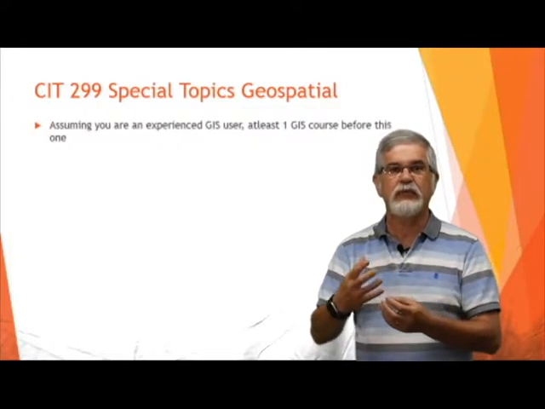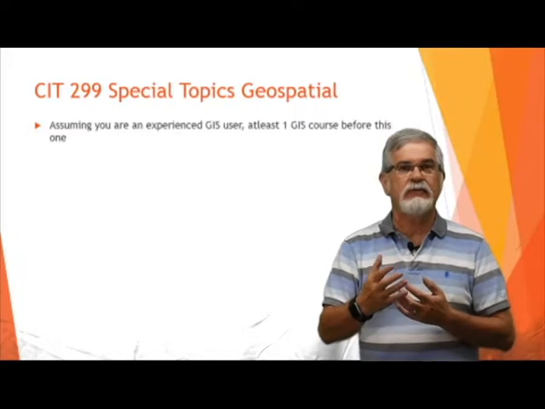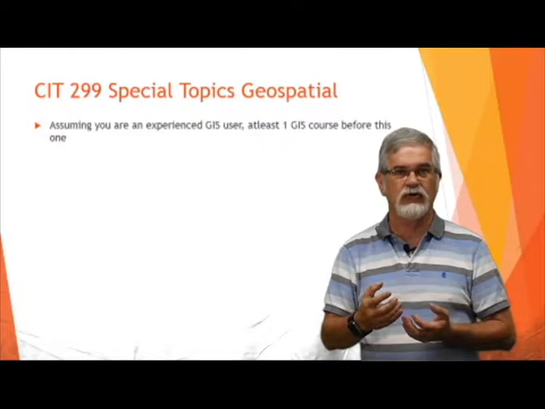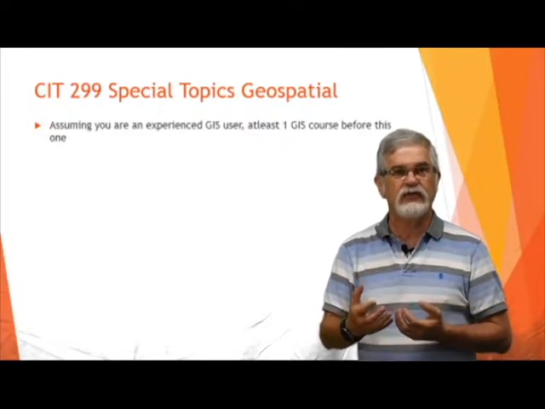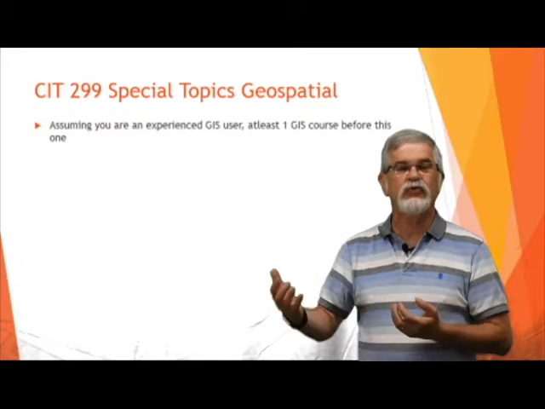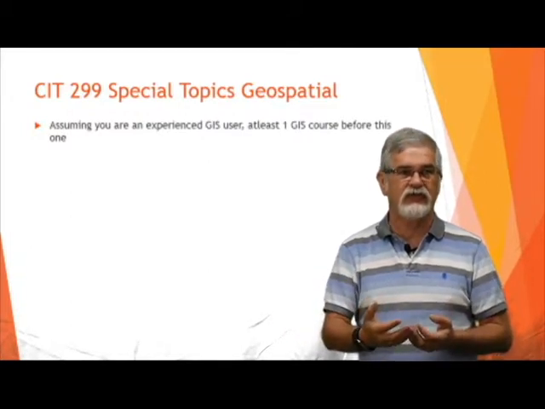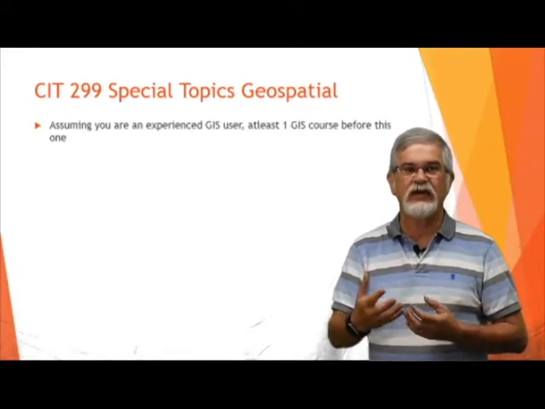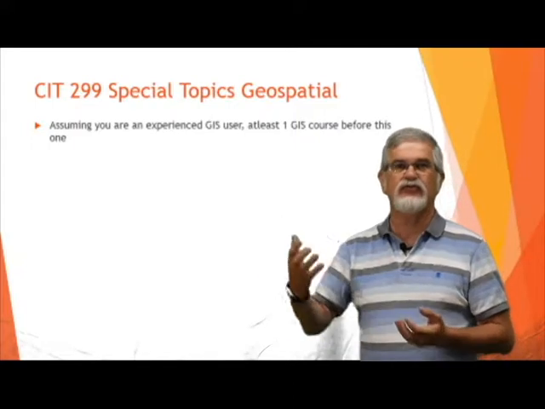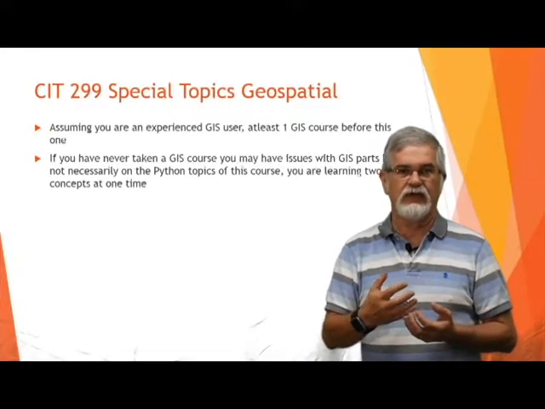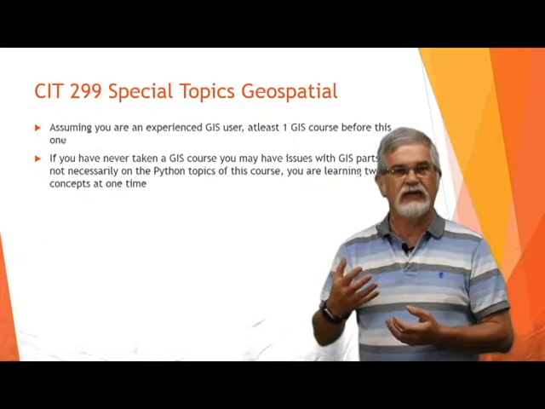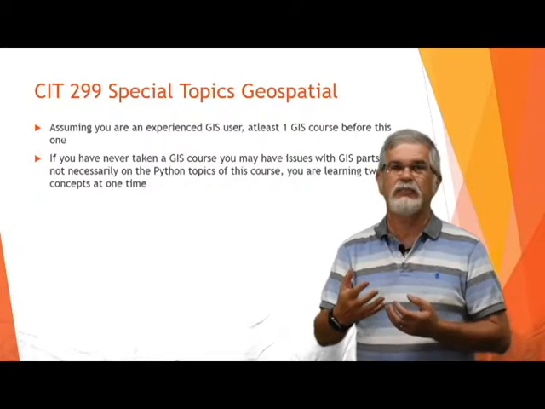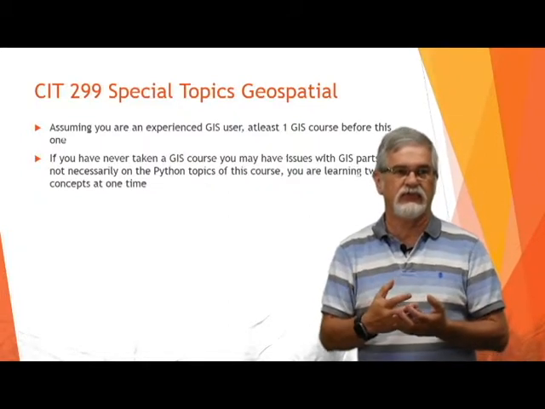So how can you automate some of the processes you do? Maybe you're doing a merging command and you know how many times you have to click your mouse to make it work. You could write that in a few lines of code and then the merging would run automatically, without all those mouse clicks. We're going to assume that you're an experienced GIS user, that you've taken at least one GIS class before this Python for mapping course. If you've never taken a GIS class, you may have problems with the GIS part, not necessarily the Python part, so you'd be learning two concepts at the same time.